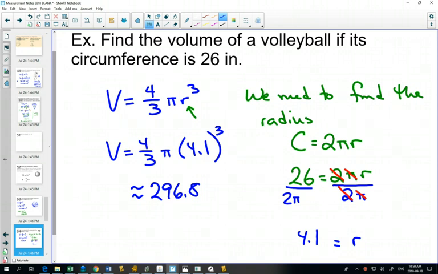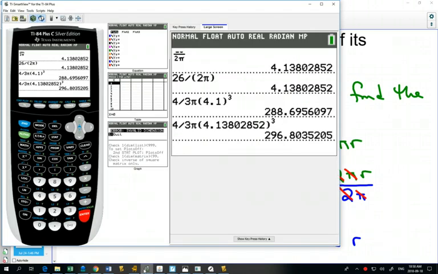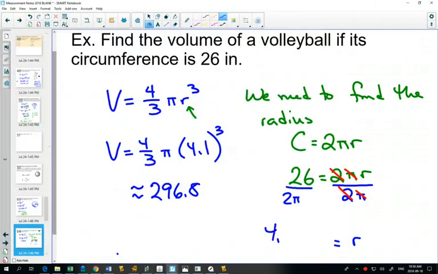So sometimes what I like to do in my work is, for my radius here, instead of writing 4.1, I might write 4.138... And that helps me remember that I'm not going to round that answer until my final answer.